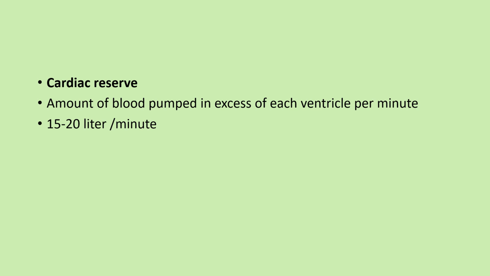The cardiac reserve is the amount of blood pumped in excess by each ventricle per minute. So normal cardiac reserve is 15 to 20 liters per minute. The cardiac reserve is more helpful during exercise and tachycardia. At that time, blood is pumped in excess by each ventricle per minute. The normal cardiac reserve is 15 to 20 liters per minute.